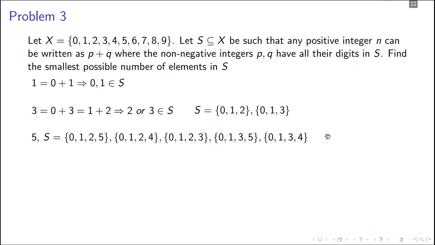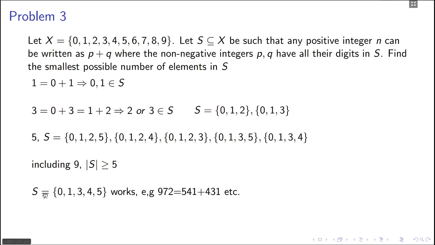This is obviously not enough because 9 you cannot write it here. So there will be more elements in this because 9 is not included. So if you want to write 9, you have to put more numbers here. So the cardinality of S is more than or equal to 5. But with 5 it's possible.